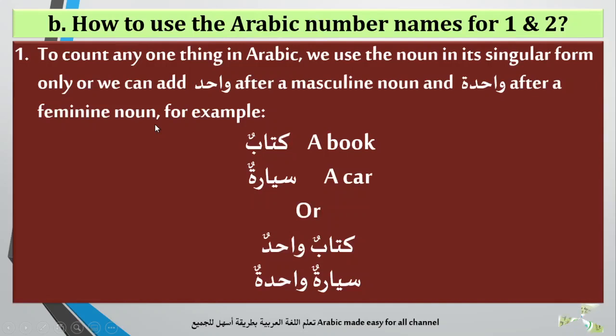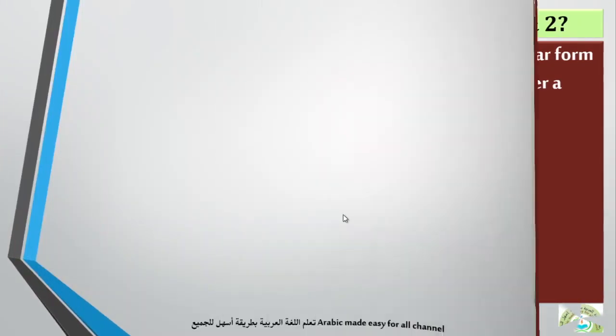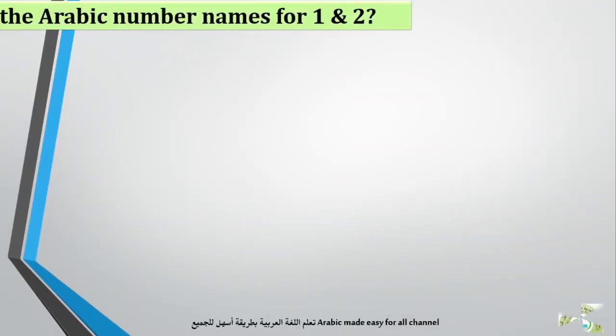To emphasize more, we can use wahid and wahida. Otherwise, we can simply say the noun, and it will give you the meaning of one, an, or a. So friends, you can see examples here: kitabun, a book; sayyaratun, a car. Or we can say kitabun wahidun, a book; sayyaratun wahidatun, a car. Here, how to use the number names for 1 and 2.